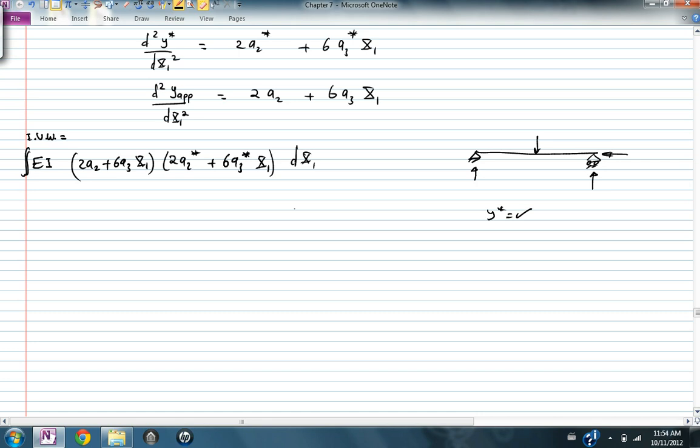When you do the integration, you'll get EI multiplied by (4 A2 L plus 6 A3 L squared) multiplied by A2 star, plus EI multiplied by (6 A2 L squared plus 12 A3 L cubed) multiplied by A3 star. So this is the internal virtual work.